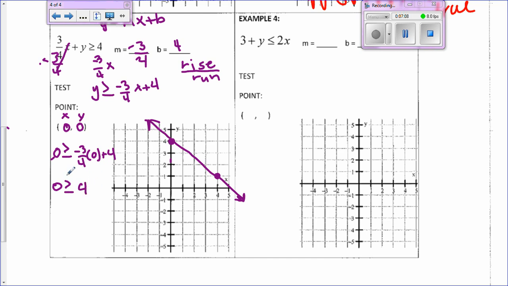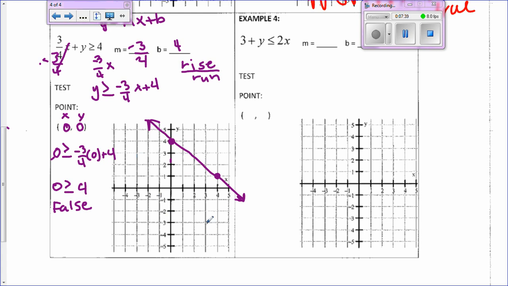So looking at this, I need to determine if this is true or not. So 0 is greater than or equal to 4. Is that true? No, it is not true. That is false. 0 is not greater than 4. So that means that this point right here, 0, 0, will not be shaded. And anything on this side of the graph will not be included in the solutions.